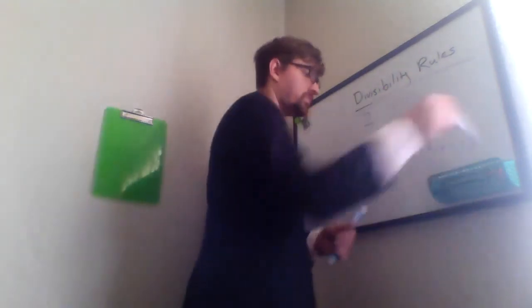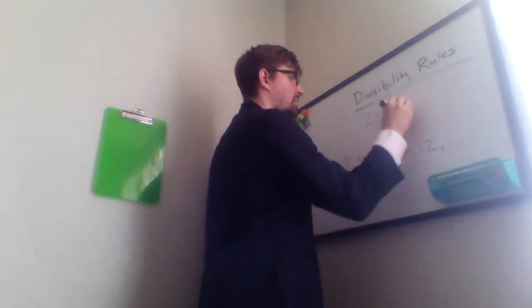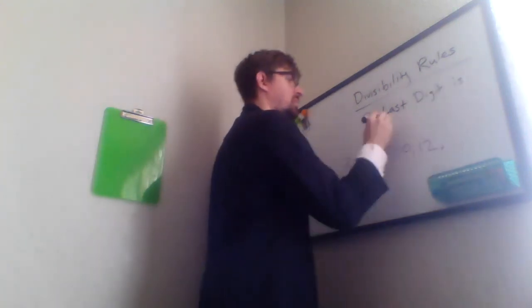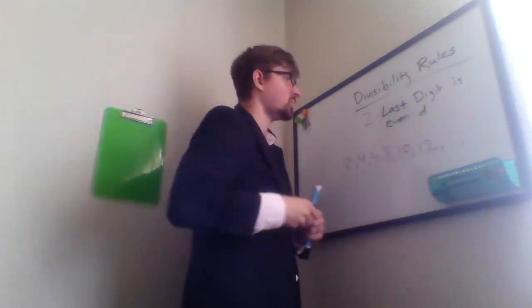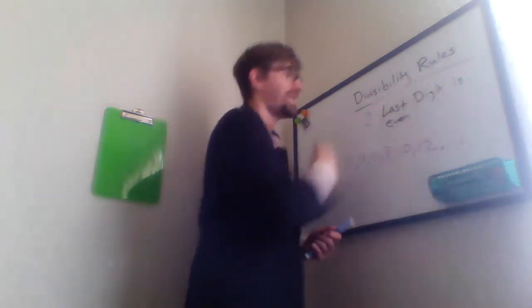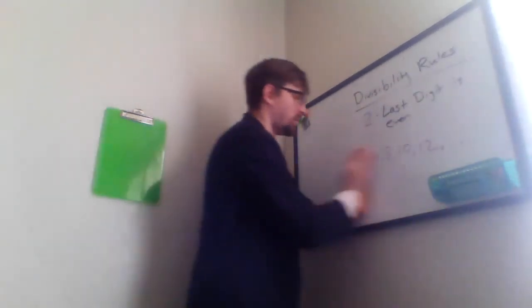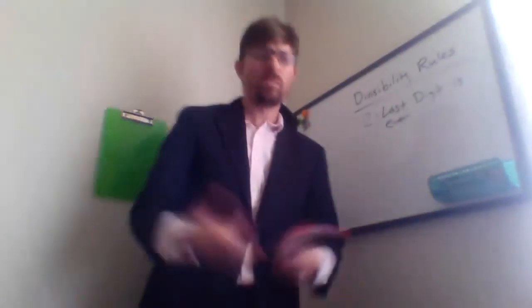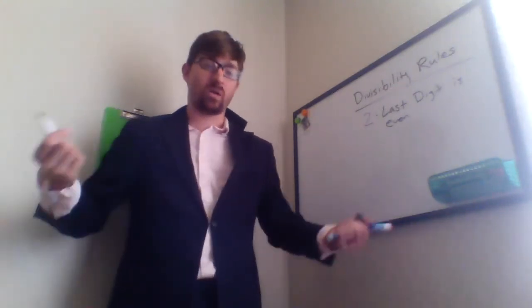Okay? So last digit is even. Okay, so that's our rule. So if it's divisible by 2, the last digit is even. Sounds pretty easy, right? Not too bad. Well, let's work our way through the next one, shall we? But before we do, let's go ahead and take care of the easy ones just to make sure we have them up here, right?